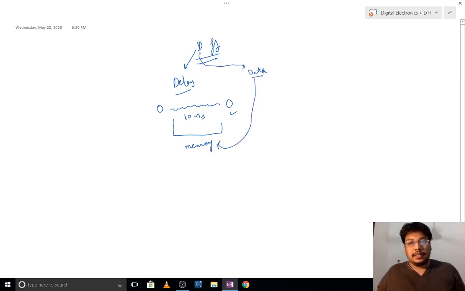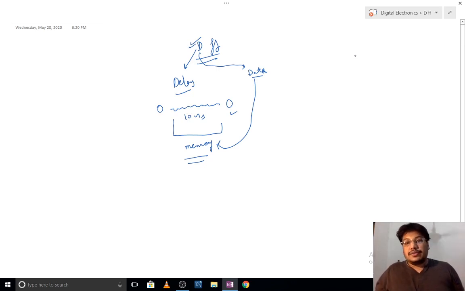Data is in memory until we push the clock to 1. Up till then it will act as a memory. That is called a D flip-flop. I will explain it to you in the circuit.